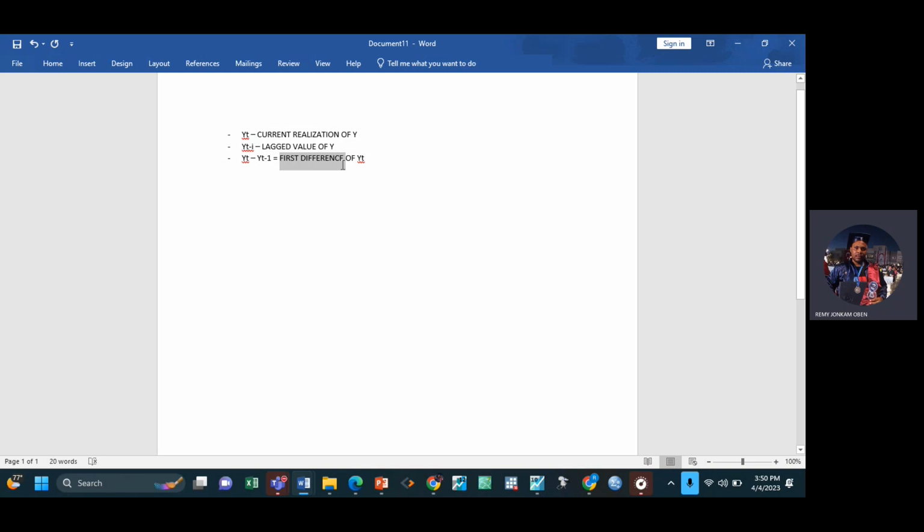By the way, first differencing is also some kind of transformation. Of course, we have log transformation. We also have difference transformation. So taking the first difference of the variable is some kind of transformation, right? This first difference is very important. When we'll be seeing unit root tests, you just keep it in mind. First difference is very important.